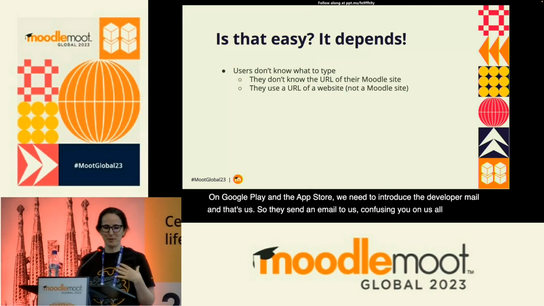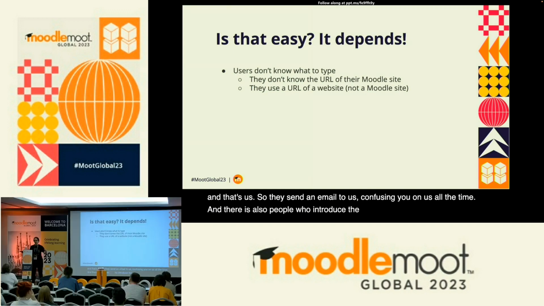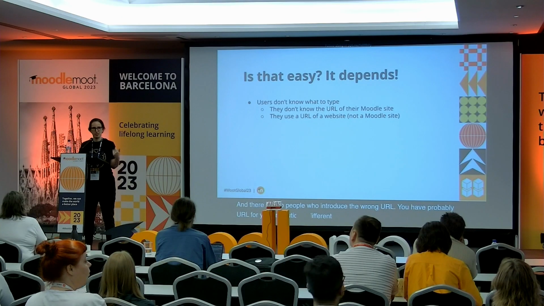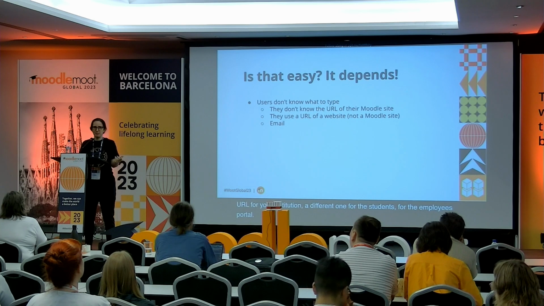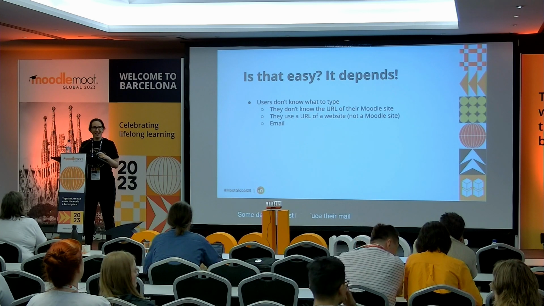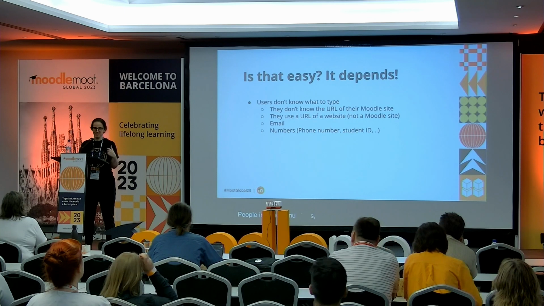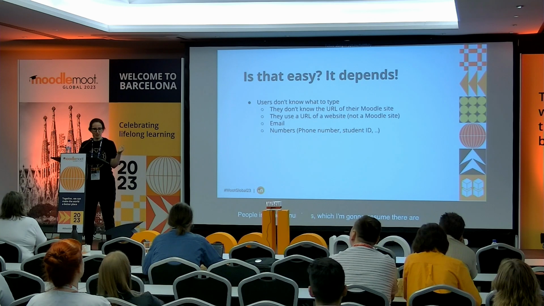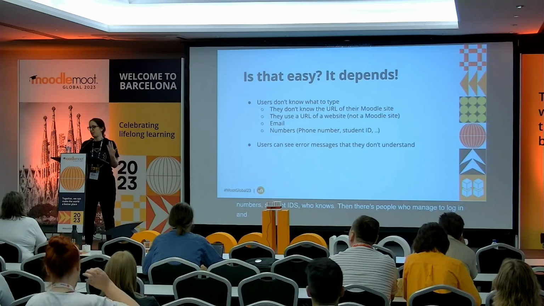There are also people who introduce the wrong URL. You probably have a URL for your institution, a different one for the students, and another for the employees portal. Some decide to just introduce their mail and hope for some luck. People introduce numbers, which I'm going to assume are phone numbers, student IDs, who knows. Then there are people who manage to log in, and then they see an error message they don't understand, and again ask for help.